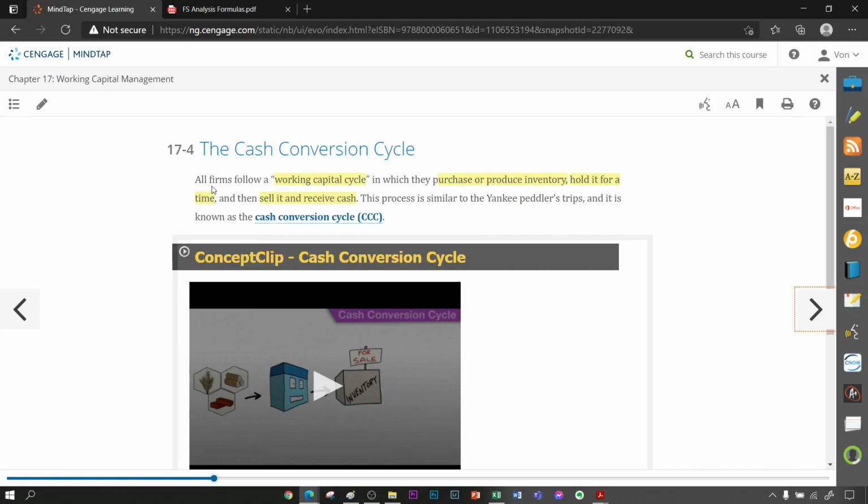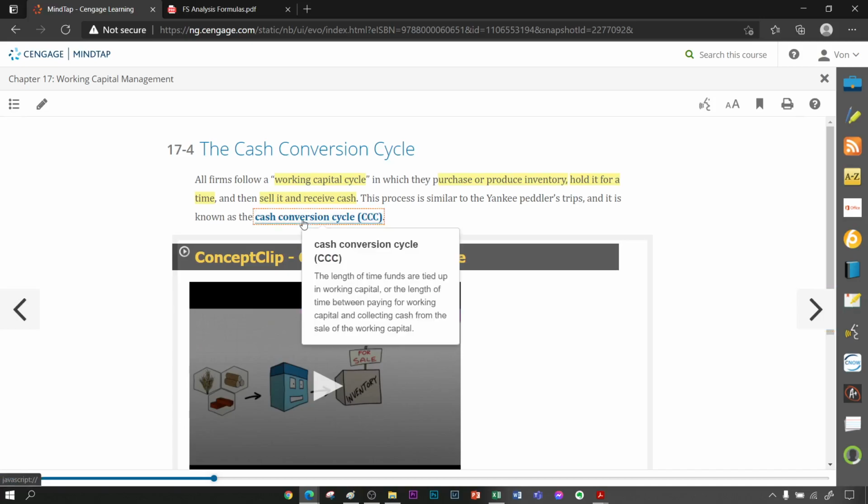Basahin natin. All firms follow a working capital cycle in which they purchase or produce inventory, hold it for a time, and then sell it and receive cash. Yan, this is known as the cash conversion cycle. Okay. So basahin mo lang. The length of time funds are tied up in working capital, or the length of time between paying for working capital and collecting cash from the sale of the working capital. Okay. Para mas malinawan ka, puntahan natin tong concept clip.